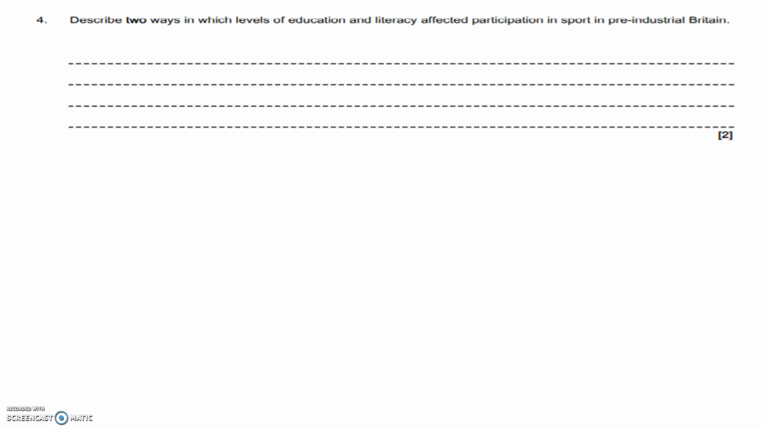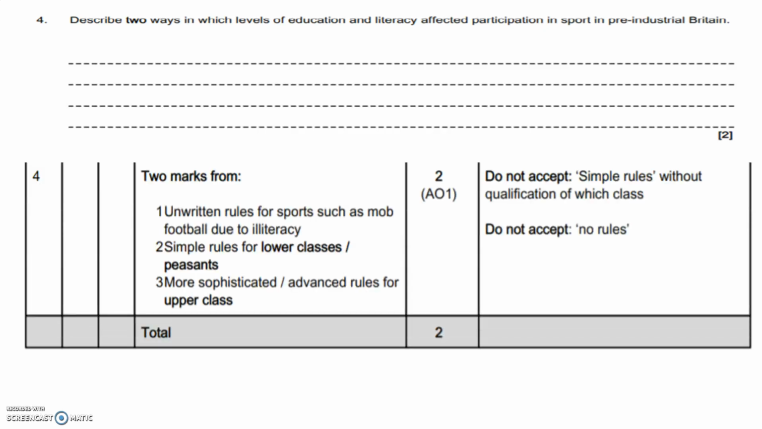And finally, question 4, describe 2 ways in which education and literacy affected participation in sport in pre-industrialised Britain. Again, pause the video here. You could have mentioned things like unwritten rules, often associated with things like mob football. Simple rules would have been for lower class and peasant class, whereas the upper class had more advanced rules, and you could have given examples such as real tennis.